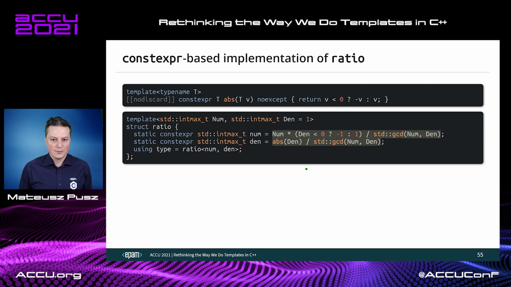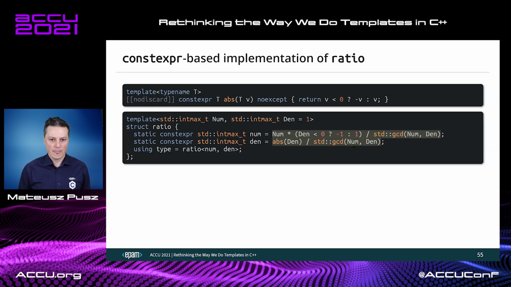You can simplify those. Actually, with C++14 or the current state of the library, you could make it easier. Actually, you can use constexpr. So we have std::gcd in the library already. We can just use it. It's constexpr right now. We can implement abs as a constexpr function, not a class template.